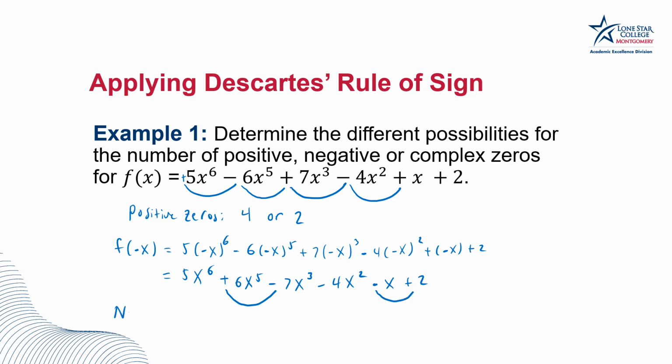So the number of possible negative zeros would be the number of sign changes, which is 2, or we take that 2 and subtract the next smaller even number, so 2 minus 2 in this case would be 0. So our possibilities would be either 4 or 2 for positive zeros. And then for negative zeros, it would be 2 or 0. And that would be our different possibilities.